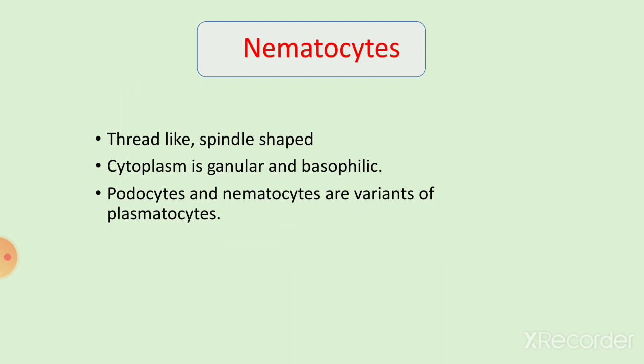Then the last one is nematocytes. Vermiform hemocytes or nematocytes are thread-like spindle-shaped cells. Cytoplasm is granular and basophilic. Nematocytes are reported in the last instar larva of Prodenia. According to some workers, the podocytes and nematocytes are variants of plasmatocytes. Hence, there are only 7 main types of hemocytes.